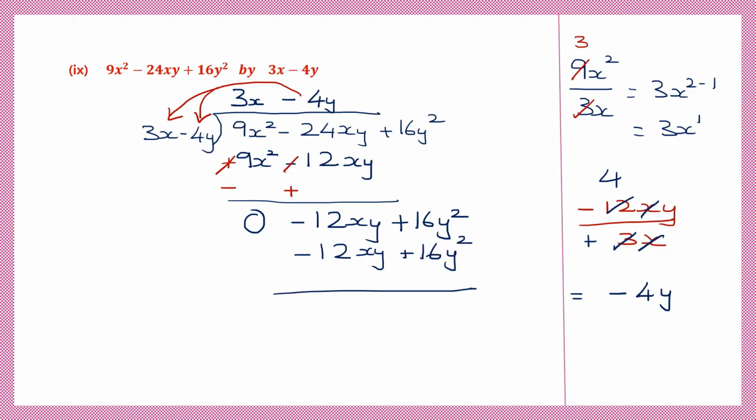So this is done. Now subtraction, minus becomes plus, plus becomes minus. So here I have plus 16y squared minus 16y squared, that is 0. And here I have minus 12 plus 12, which is also 0. So my quotient is 3x minus 4y, and that is my answer, 3x minus 4y.